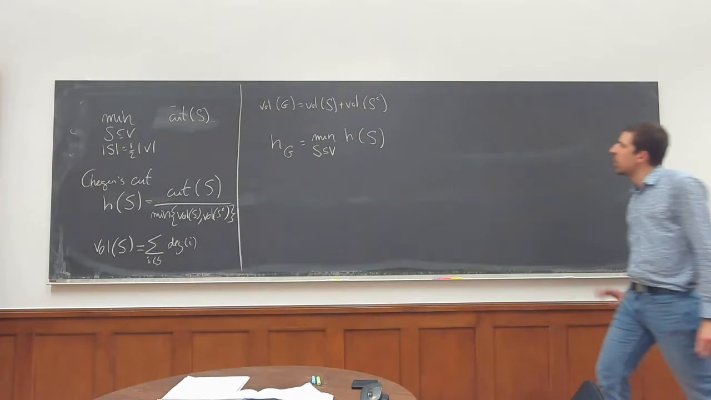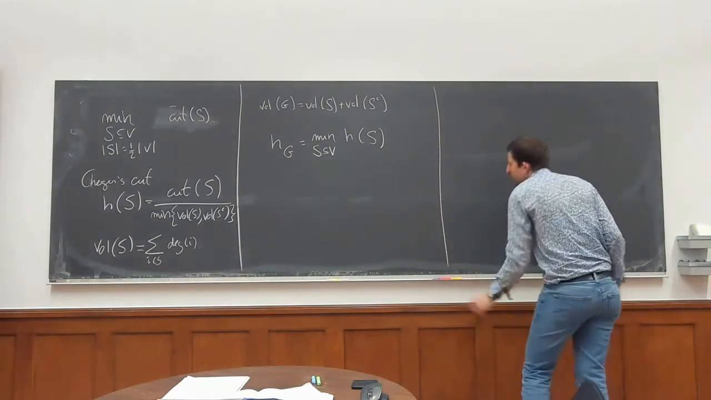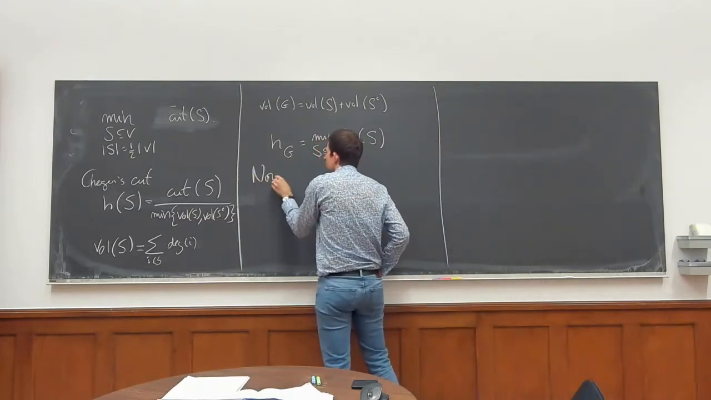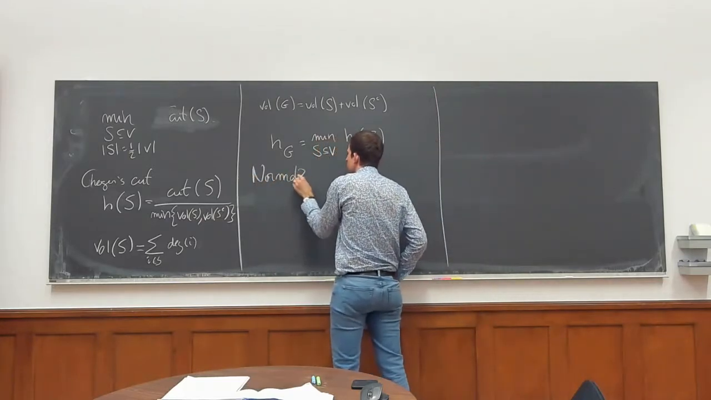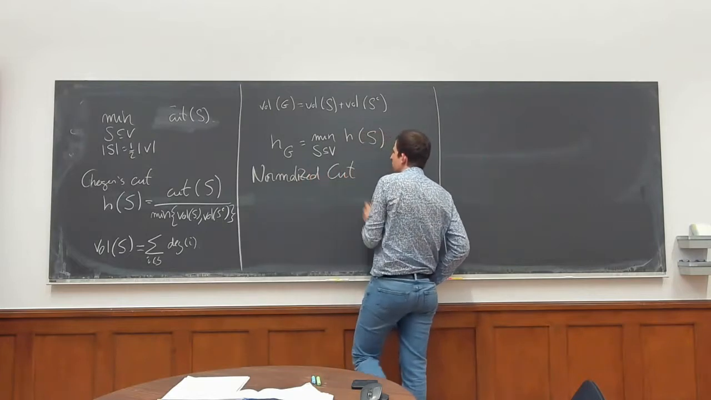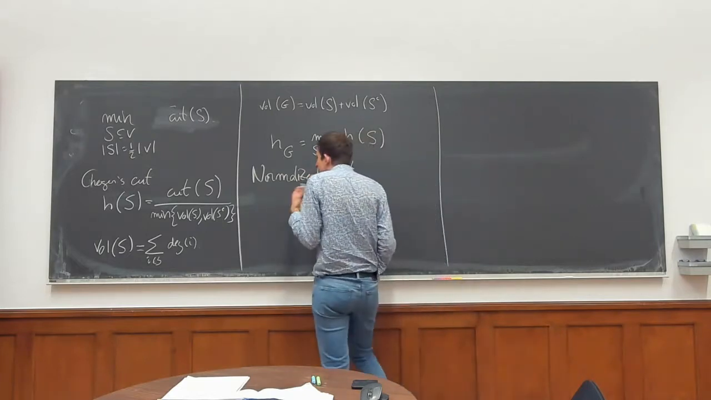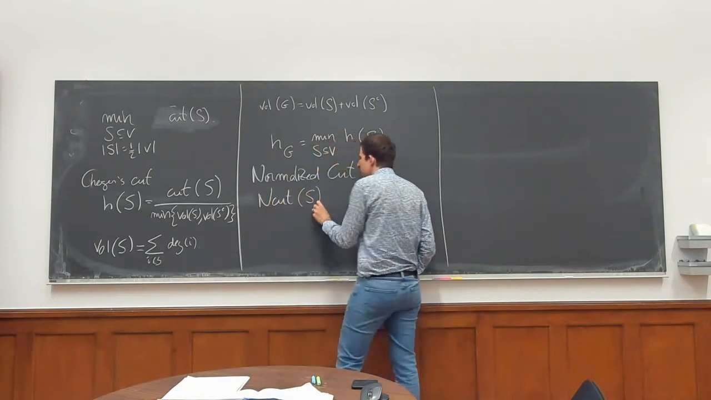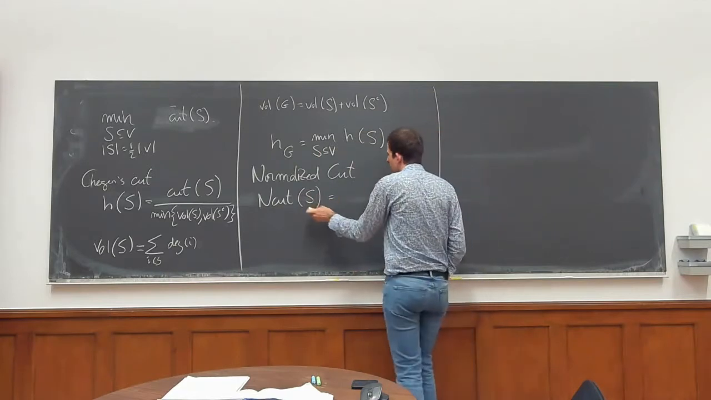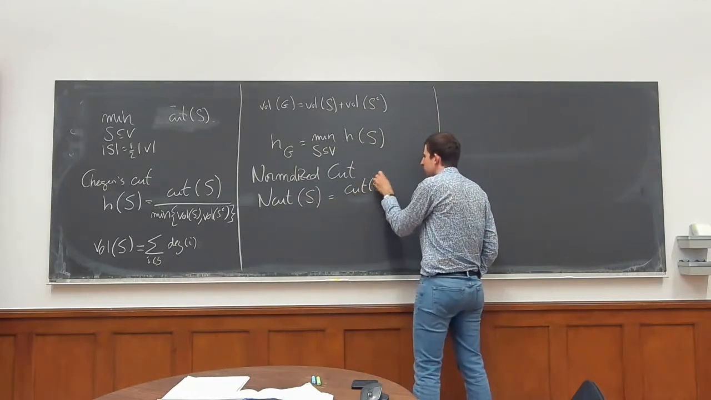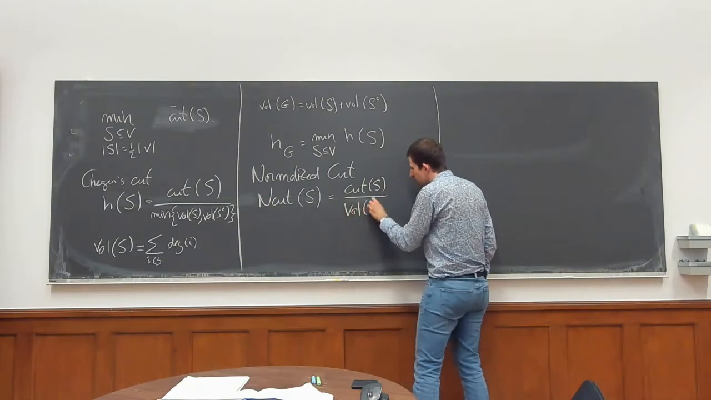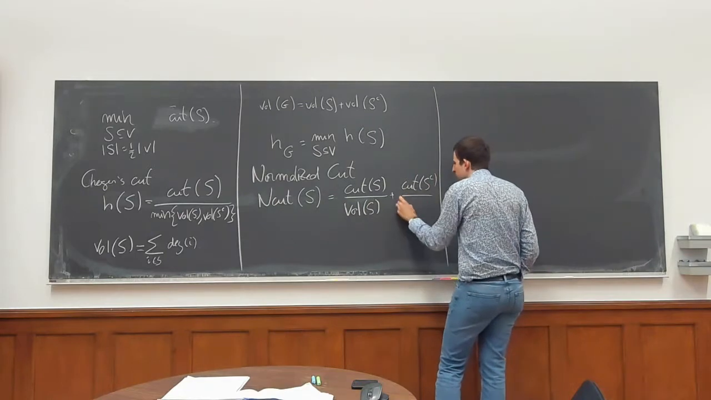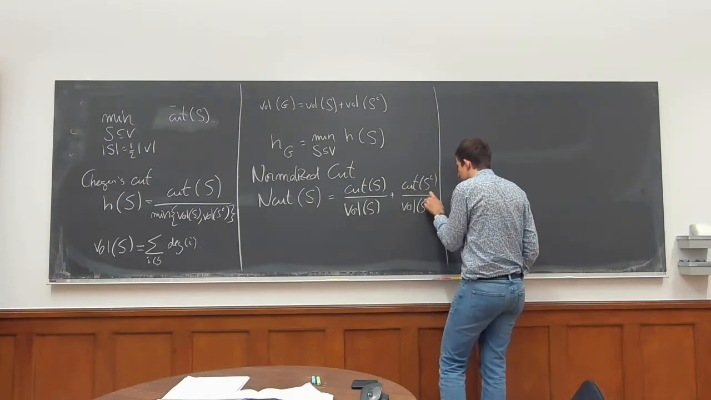Okay. So for now, we'll not study this one in particular. We'll study something very related, known as normalized cut. These are basically different ways of dealing with this issue. So normalized cut is essentially the same thing. Instead, the ncut of a set S will be given by the cut of S divided by the volume of S, plus the cut of S complement divided by the volume of S complement.